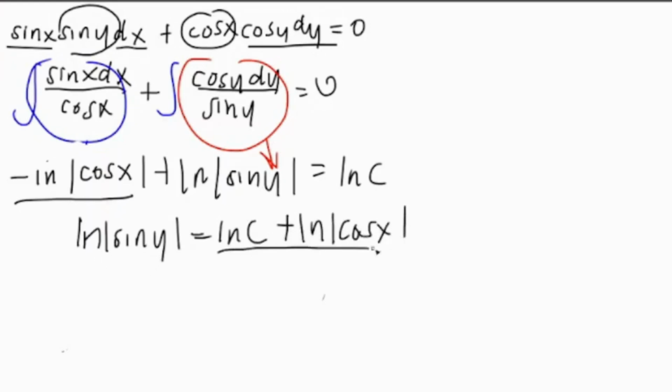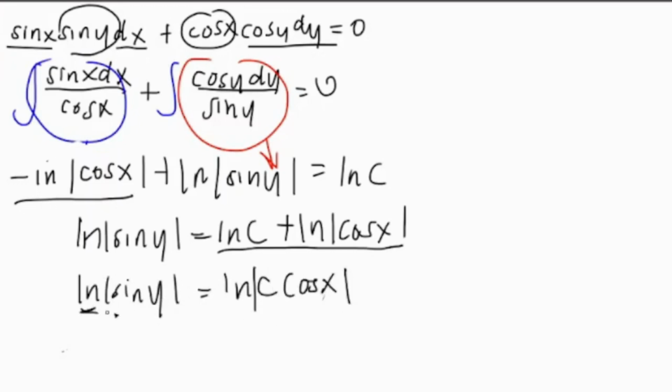Ngayon, pwede natin itong makombine itong dalawa. Magiging ln sin y is equal to ln c cosine x. Ngayon, since parehas sila may ln, by the properties of logarithm, magiging na lang sin y is equal to c cosine x. So, yan na yung final answer natin.